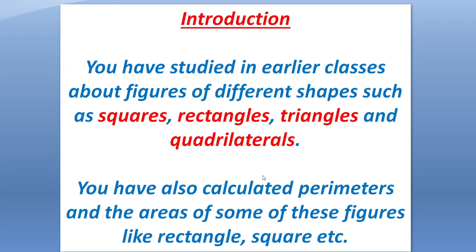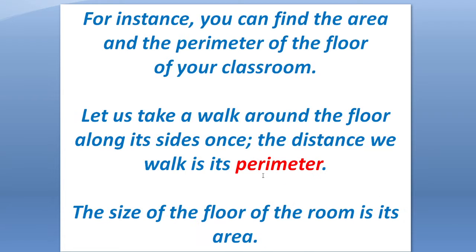Now, first, an introduction about the chapter. You have studied in earlier classes about figures of different shapes such as squares, rectangles, triangles and quadrilaterals. We have also calculated perimeters and the area of some of these figures like rectangle, square, etc. For instance, you can find the area and the perimeter of the floor of your classroom.